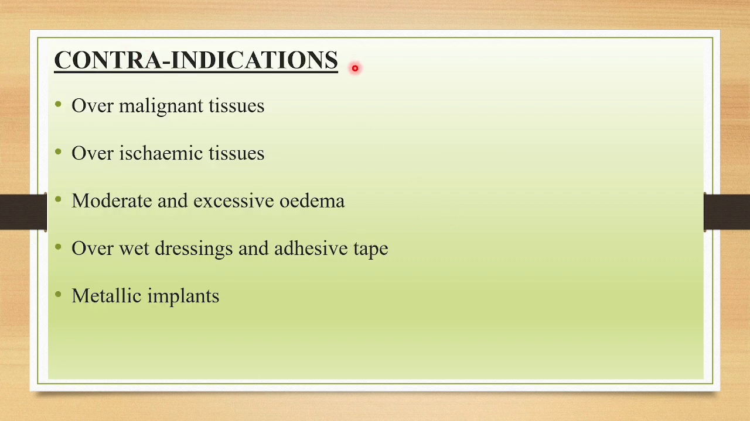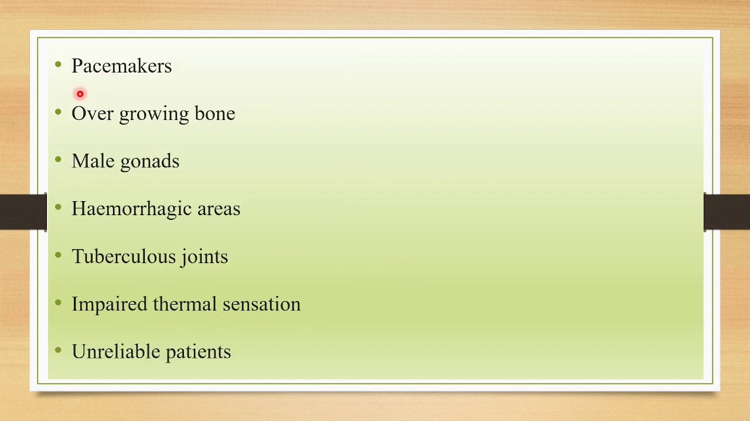Coming to the contraindications, microwave diathermy should not be used over malignant tissues, over ischemic tissues, moderate and excessive edema, over wet dressings and adhesive tape, metallic implants, pacemakers, over the growing bone, over the male gonads, hemorrhagic areas, tuberculous joints, for those who have impaired thermal sensations, and for unreliable patients or unconscious patients.